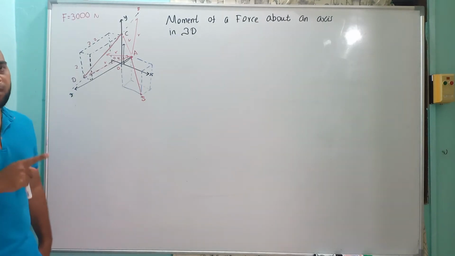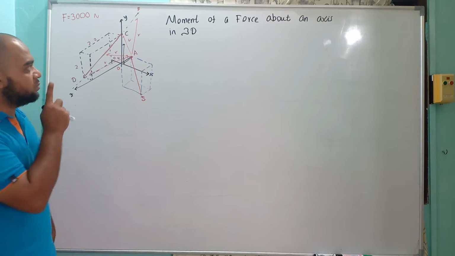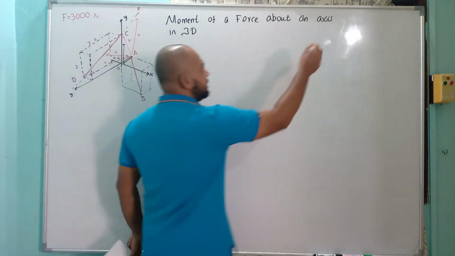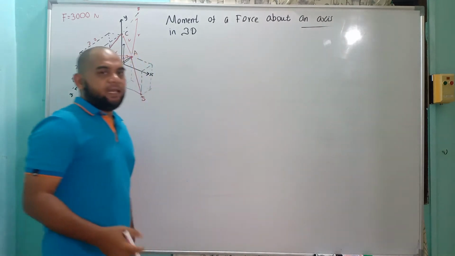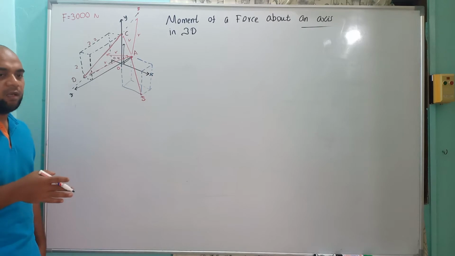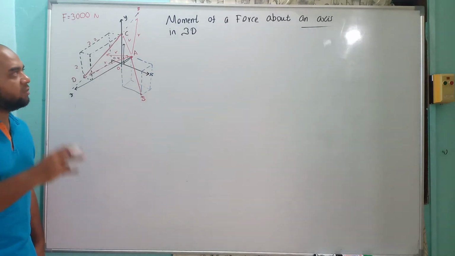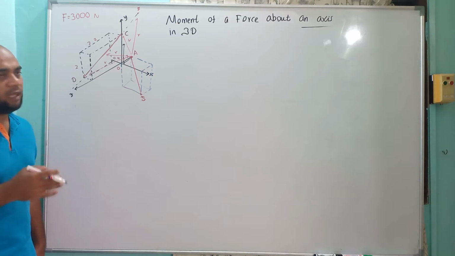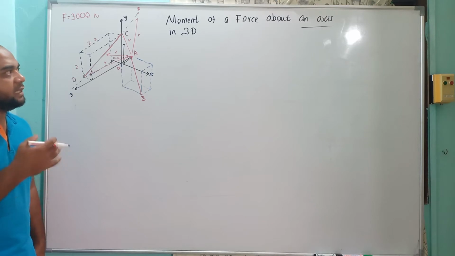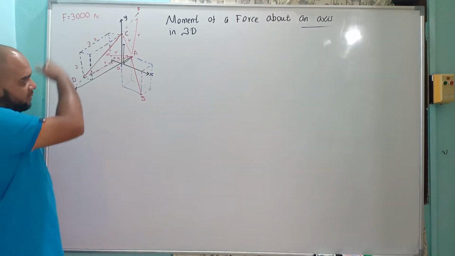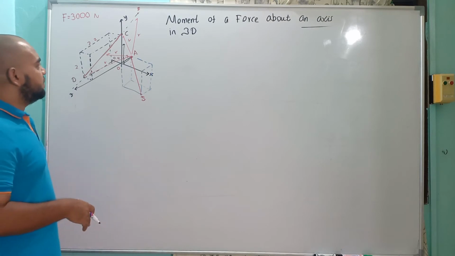This is part of moment in 3 dimensions, which is the moment of a force about an n axis. Okay, now the thing is, it is for an n axis. In the previous video, we discussed the moment of a force about a point in 3D. Now it is about an n axis. I will use the same example as the previous one.